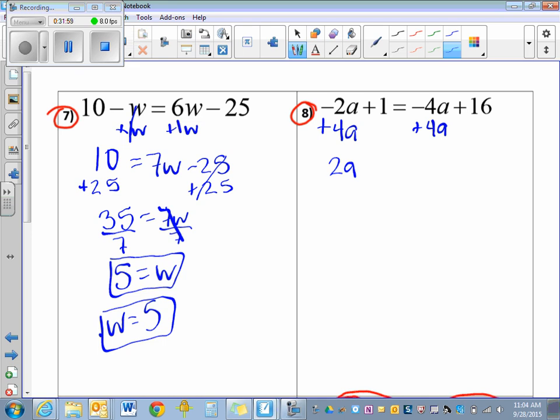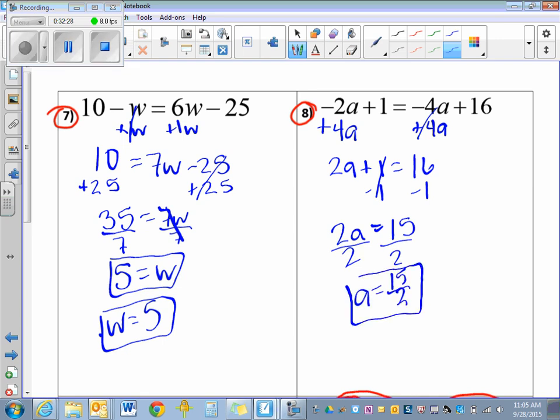Do you have a question? We're good? Plus 1. And then negative 4a plus 4a cancels each other out. And we have just 16 left. So now it's just like yesterday, or Thursday. Subtract my 1. 2a, those cancel. 16 minus 1 is 15. Then divide by 2. a is equal to 15 halves. And that's my answer there.